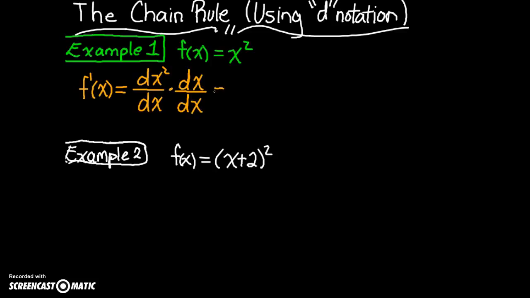And what are we going to do? Take the derivative of x squared, which is 2x. Okay? And the derivative of x with respect to itself is 1. Okay? And there's the chain rule. Of course, you didn't have to show this step, but for the purpose of this lesson, I need you guys to see. Okay? You're still taking the derivative of x squared with respect to x.